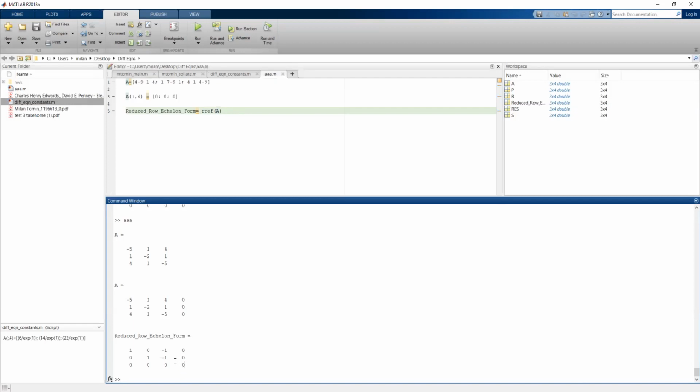If you look at the reduced row echelon form equal to this matrix, the left three columns, 1, 0, -1, 0, 1, -1, 0, 0, 0, represent the coefficient matrix, and the right-hand side, 0, 0, 0, is just the right-hand side. If you convert this into an equation, what does that first row tell you? We have x1 minus x3 equals 0.